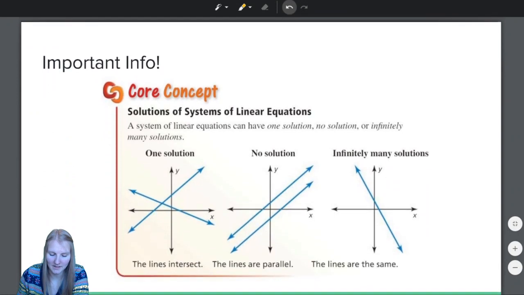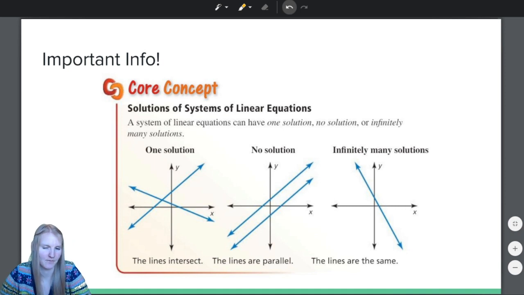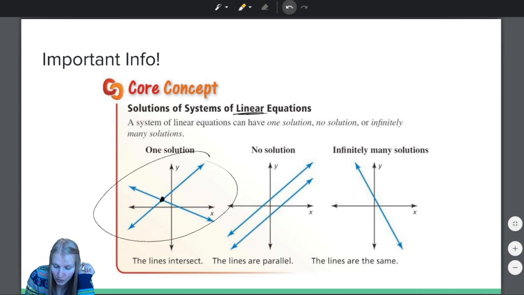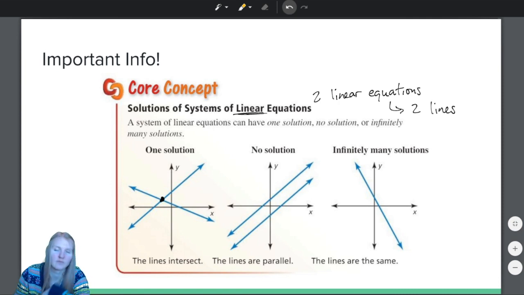And what is this about the number of solutions that a system of linear equations could have? Well, when we think about the solution of a system of linear equations, remember back to 5.1, we saw that the lines cross. That the system of linear equations, it's two lines, right? Because they're linear equations, I have two lines. Let's write that. Two linear equations means two lines.